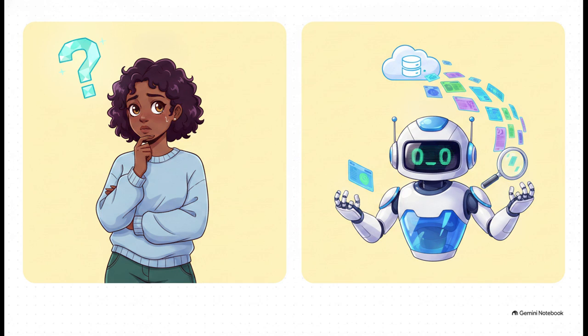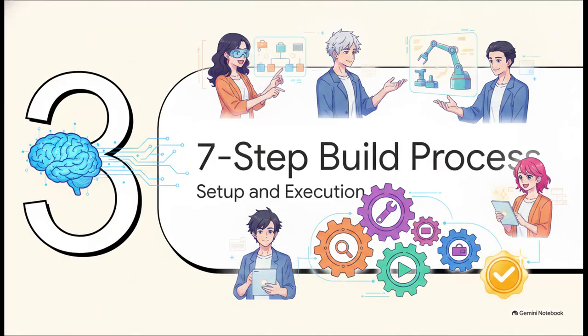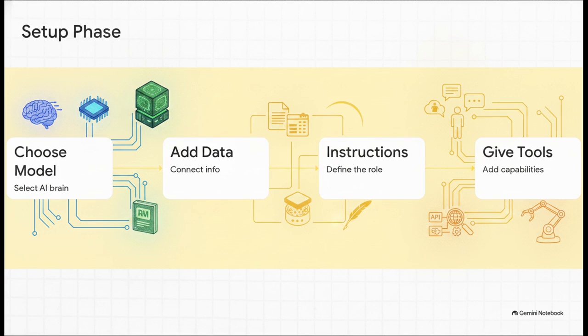It's methodical, it's structured, and it is entirely automated. Which brings us to the really fun part, Section 3, the 7-step build process. Let's talk setup and execution. We're going to split these 7 steps into 2 phases. Steps 1 through 4 are your setup phase.